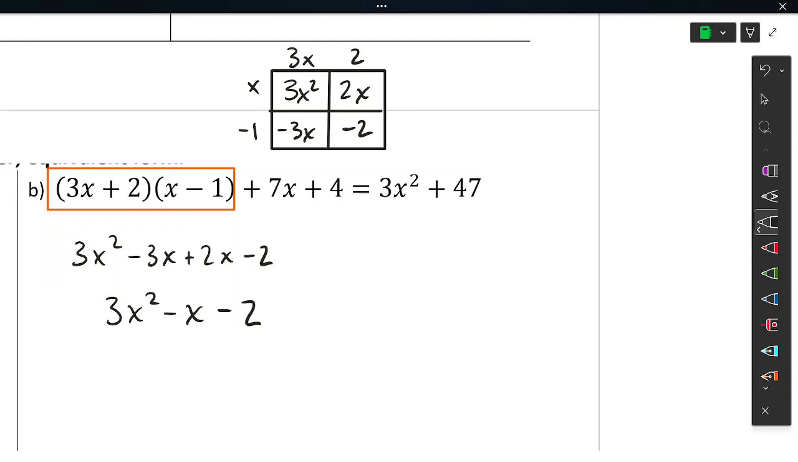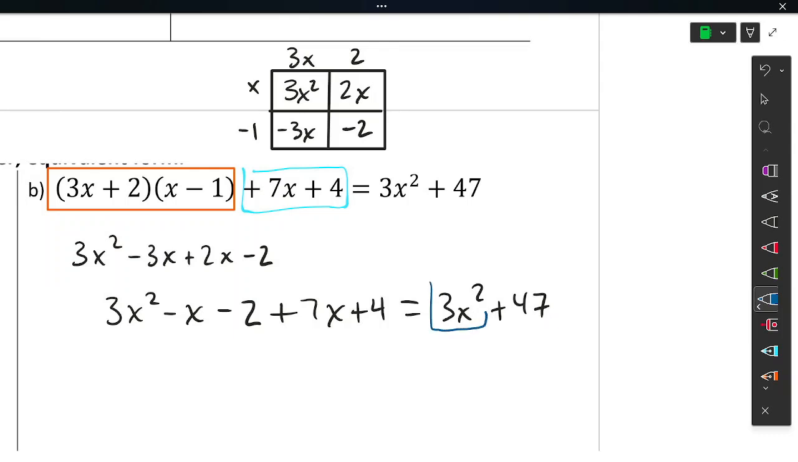You can see why I check things, right? I make mistakes. Now, I need to copy down something else, right? I've forgotten these parts, so I'm going to write that below that. So I'm going to say plus 7x plus 4. And then over on the right-hand side, we've got 3x squared plus 47. So I'm going to do 2 things at once. I don't like to do that, but I can see that these are both positive, 3x squared, and I've got 1 on each side. So if I subtract that positive 3x squared from each side, it's gone.